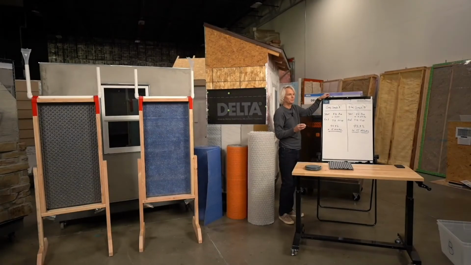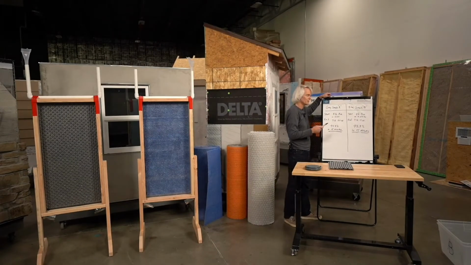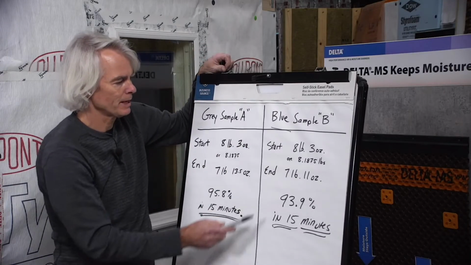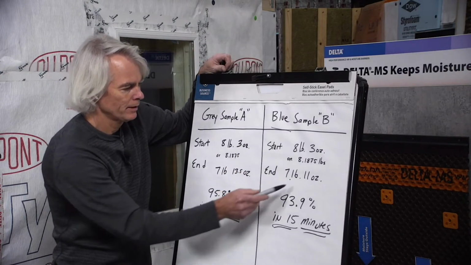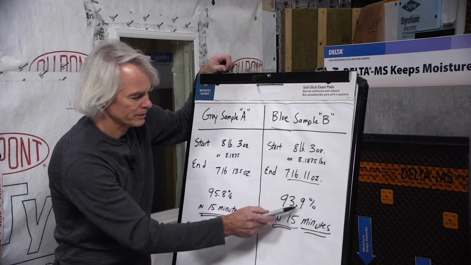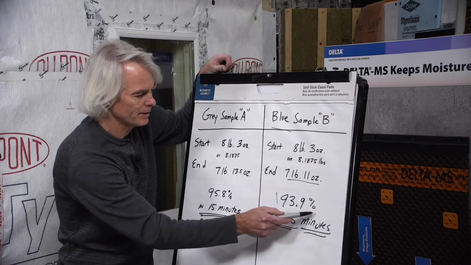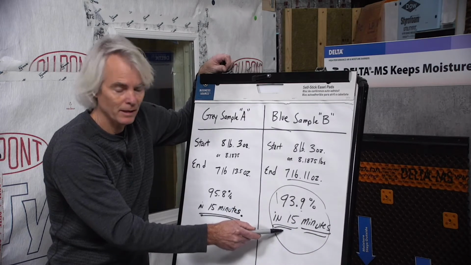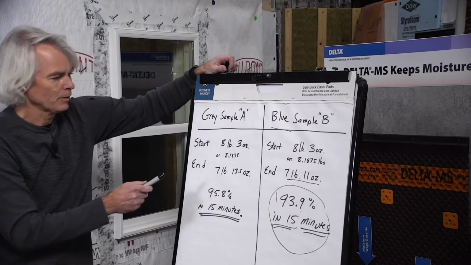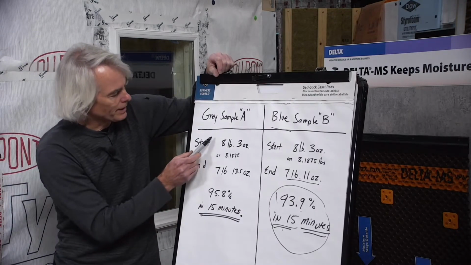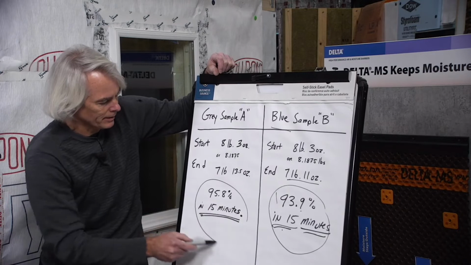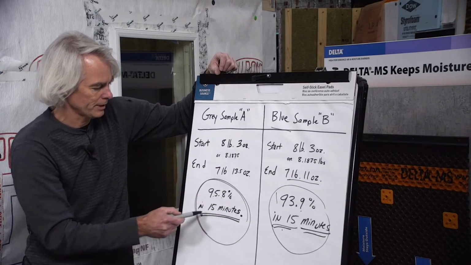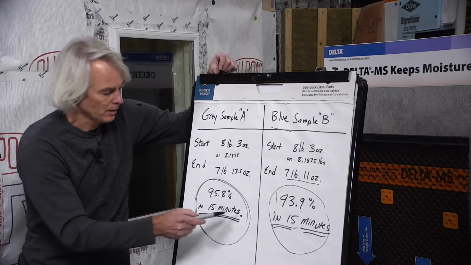Okay, so the numbers are in from the weighed samples after just a 15-minute increment. And the blue sample, you can see, sample B, we started at one weight, ended pretty close, pretty darn close, within about 5 or 6 ounces. And so in that 15 minutes, 93.9% of the water had evacuated. With the gray sample, the Delta Dry product that we've got here, we see that we've got 95.8% drainage in 15 minutes. So a little bit faster.